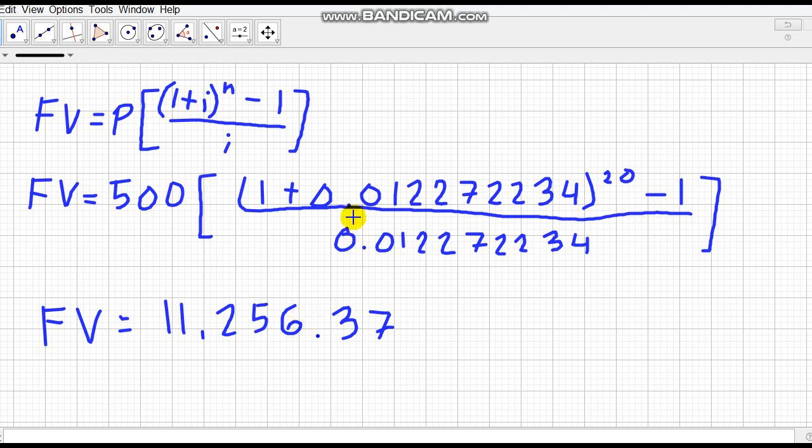So that's just how we go about general annuity. We still use the same formula as the simple annuity. It's just that there is a conversion specific to the interest rate.